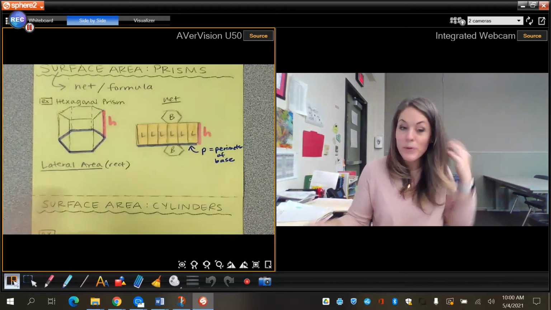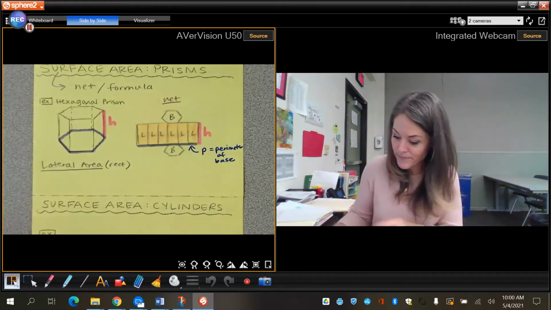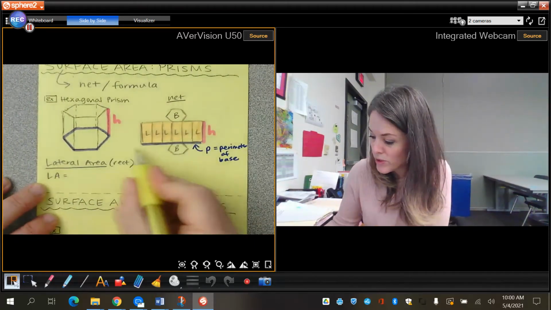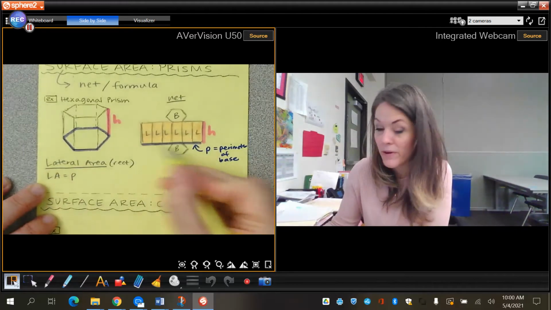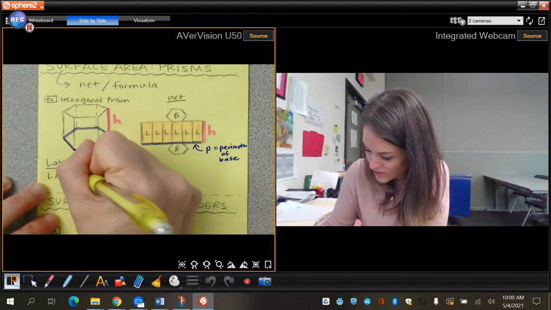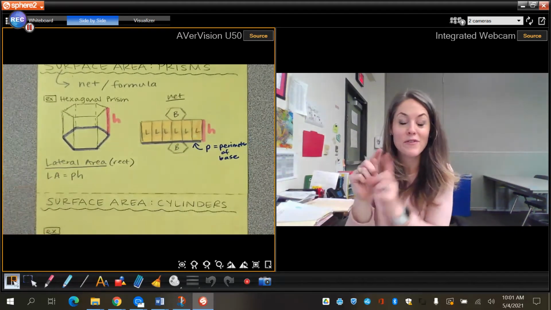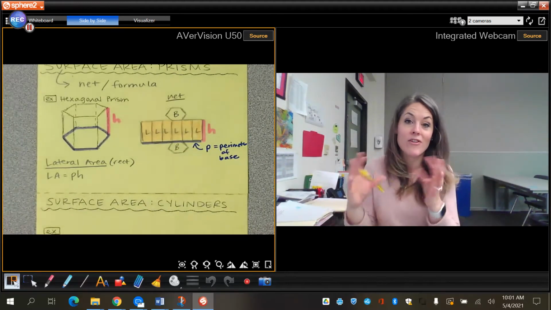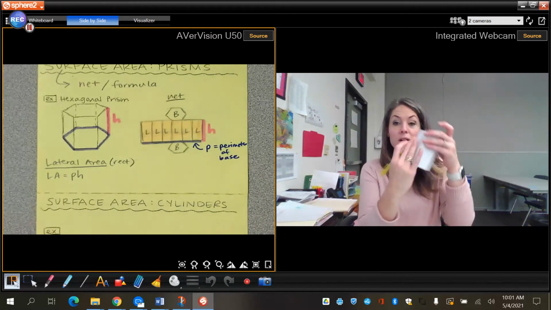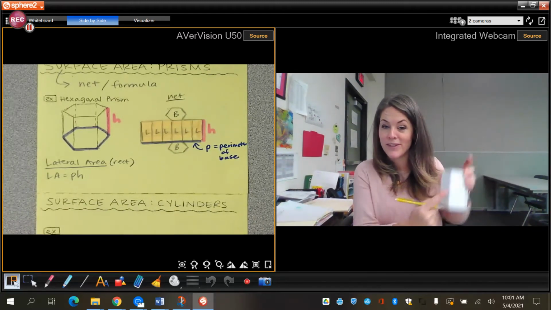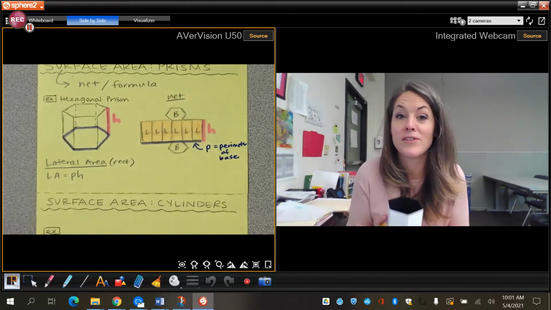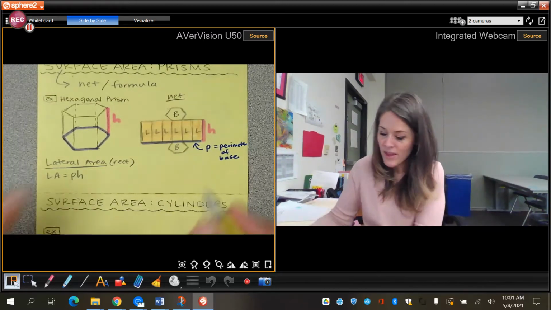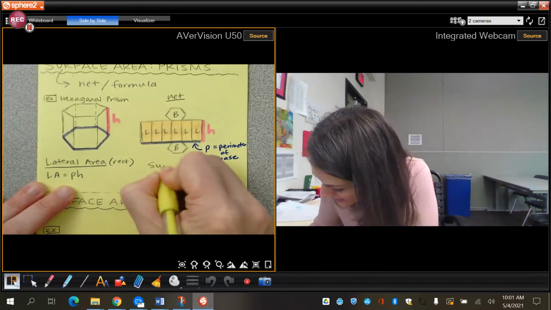All right, so if I were to put that together to find lateral area, I'm going to label LA, is equal to P, which is the perimeter of the base, times H, which is the height. So if you find the perimeter of the base and you multiply it by the height of that prism, you will get the lateral area, or all those parallelograms or rectangles that wrap around it. Again, if the formula is overwhelming to you, you could just find the area of each individual one and add it together. Then we're going to talk about surface area.